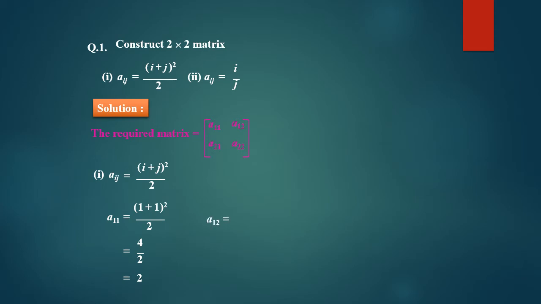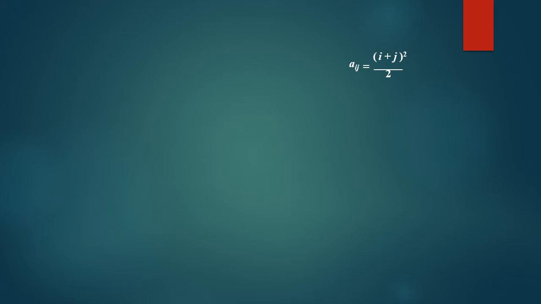Similarly, we will calculate the next term A12. So (1 plus 2) whole square divided by 2 we get 9 upon 2. Next, A21. So A21 will be equal to (2 plus 1) whole square divided by 2, which is equal to 9 upon 2. Next, the last term A22 will be equal to (2 plus 2) whole square divided by 2, that is 16 divided by 2, which is equal to 8.